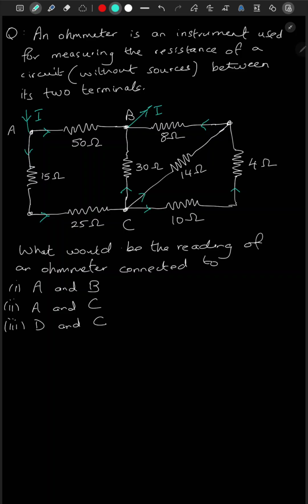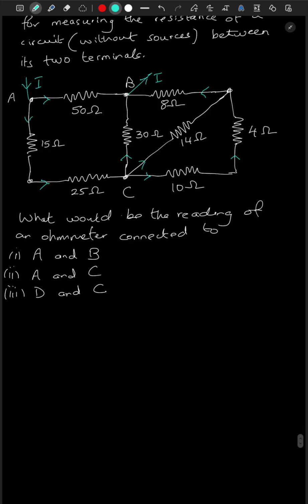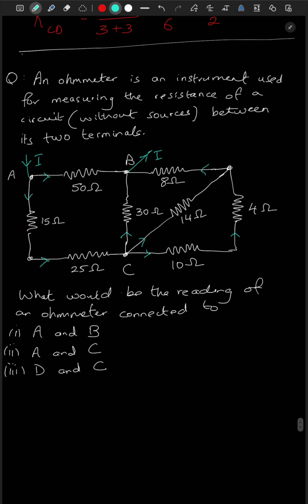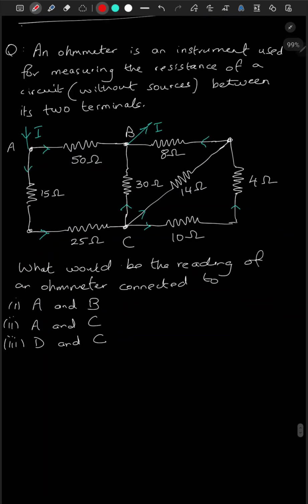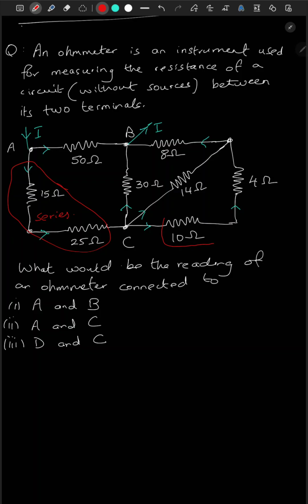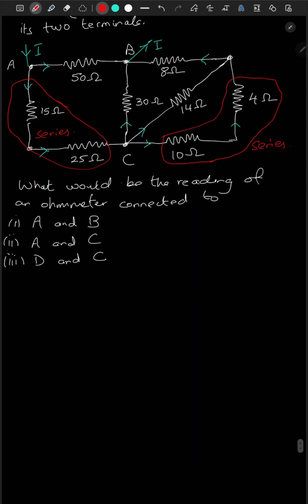So what would be the reading of the ohmmeter connected to A and B? Let's redraw this. We know that the same current would pass toward the 15 ohm and the 25 ohm. So the same current, meaning that these two resistors are in series, and the same current would pass from C to these two resistors. So these two are in series. In series, we have to add their resistances.